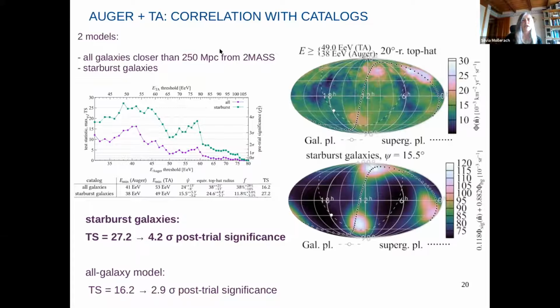Well, very quickly, a similar analysis combining the data from Auger and TA and comparing to catalogs of all galaxies and starbursts has also shown the largest excess for the starbursts, with 4.2 sigma.